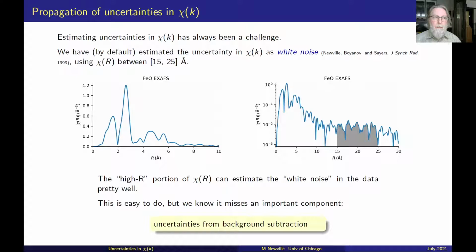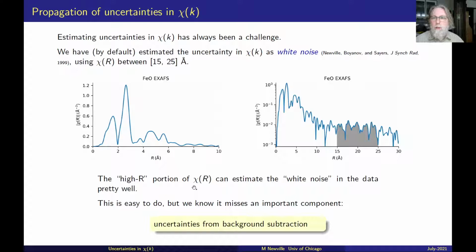That would say that it's white noise that is independent of frequency, but we can get an estimate of that easily because we can take the mean value of the signal past 15 angstroms and extrapolate it down to the data range that we're using. This high R portion of chi of R, so we can use the high R portion to estimate the white noise in the data. This works reasonably well. Actually, it works pretty well for sort of noisy data that you might think is a little bit noisy. This often is a pretty good estimate.